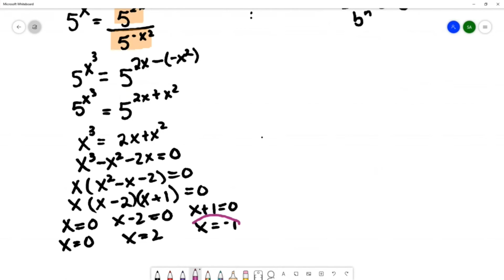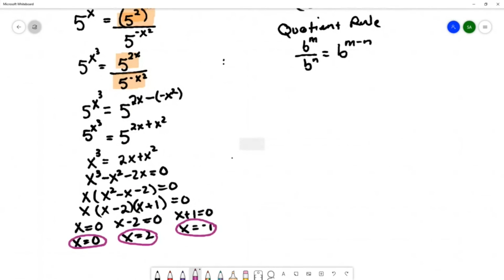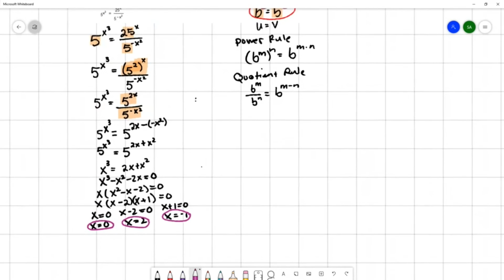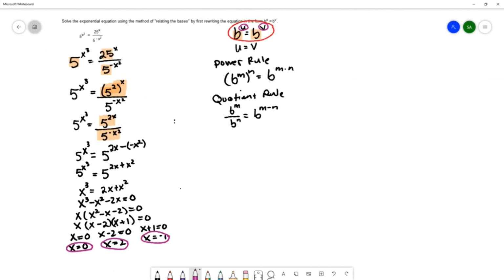So we have 3 solutions to this exponential equation. I'm going to zoom out so we can see the whole thing at once. So we had to apply some properties of exponents to get it in the right format. And once we did that, we were able to relate the bases and solve the remaining equation.